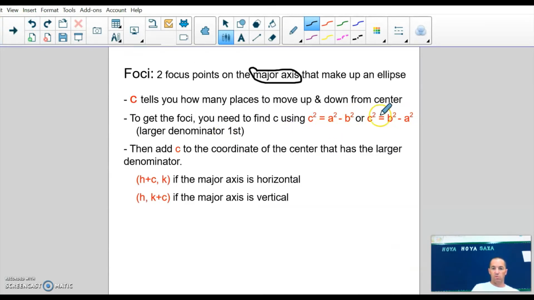We're going to use one of these 2. The larger denominator is going to be first. So that's going to be the 25.